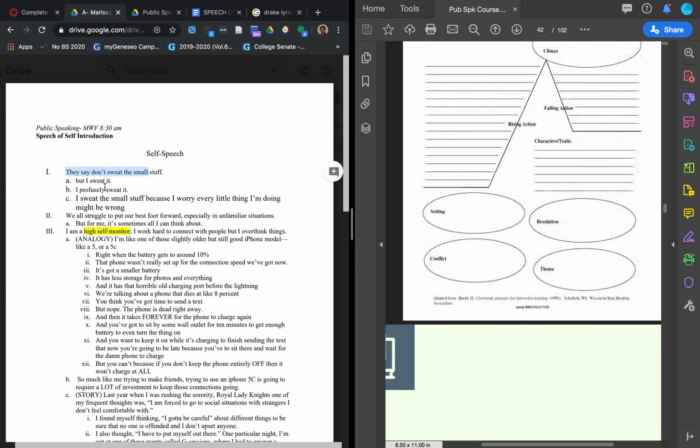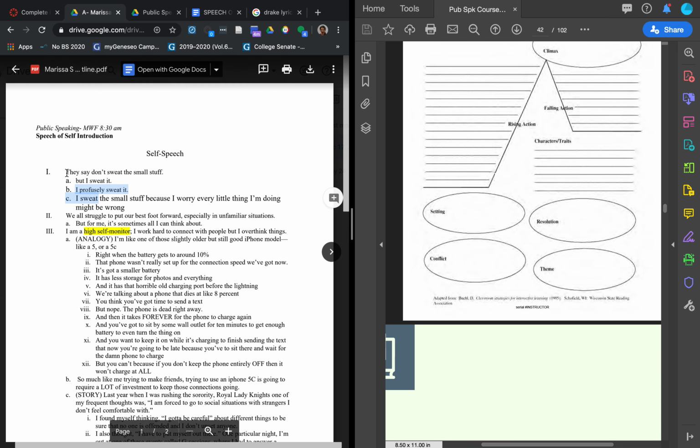It's on people's license plate. Rebuttal, but I sweat the small stuff. And now, yes, I agree. Like Marissa gets to the I very quickly, but notice how the first sentence is not I. That's the most important thing, right?